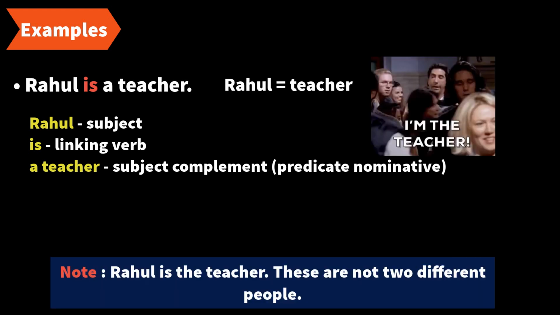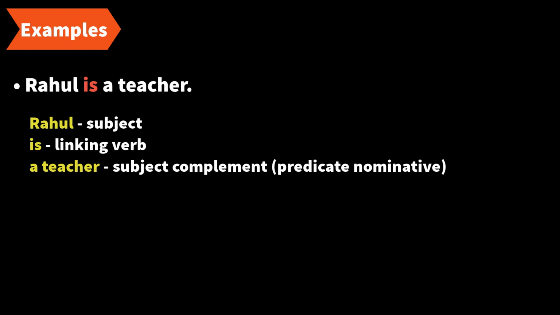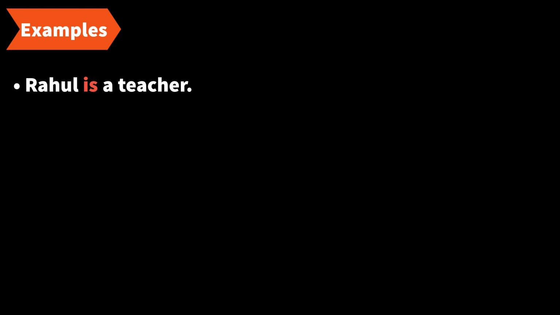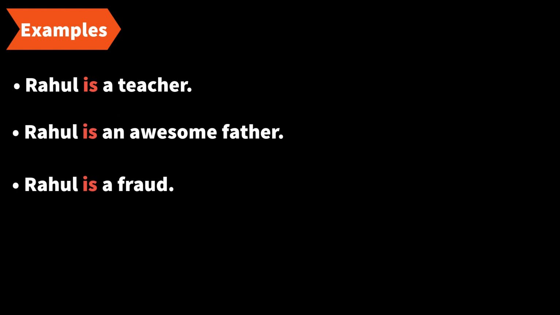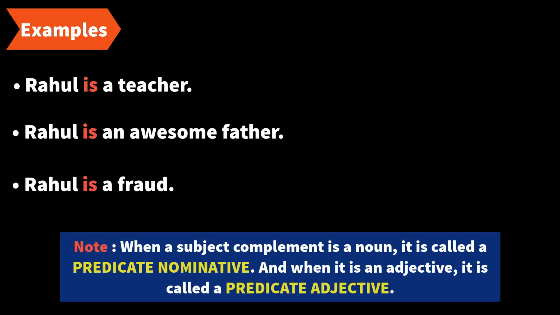So you can equate the subject to its complement. Rahul equals a teacher. So the subject complement is giving a new name to the subject Rahul. Rahul is a teacher. You can also say Rahul is an awesome father. Rahul is a fraud. So all these words, a teacher, an awesome father, a fraud, are subject complements that are giving a new name to the subject Rahul, right? So always remember, when a subject complement is a noun, it is called a predicate nominative.